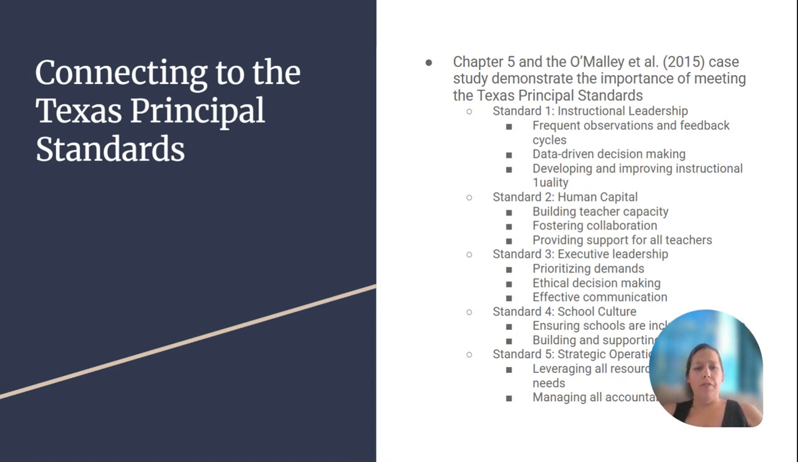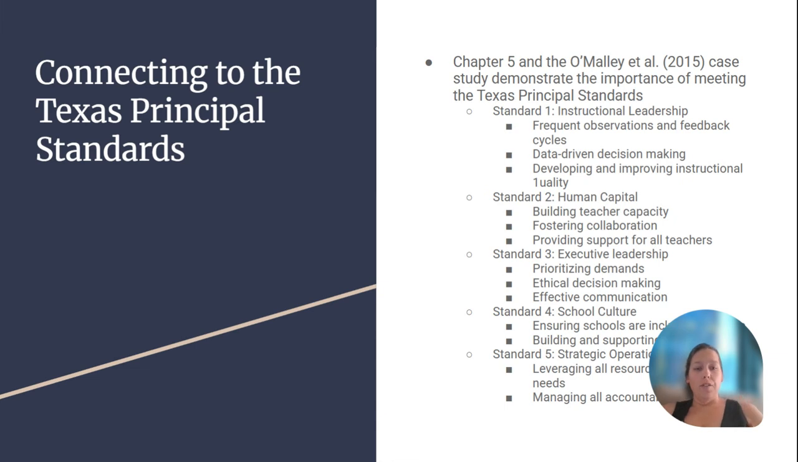The case and Chapter 5 really connect to the Texas Principal Standards, including instructional leadership, human capital, executive leadership, school culture, and strategic operations. In this, you look and you see that there's this need based on Chapter 5 for frequent observations and feedback, using data-driven decision making, and developing instructional quality. Goes into the case study with human capital, because having to foster that collaboration, providing support, building teacher capacity, and also trying to ensure that the people that are most needed are where they need to be.